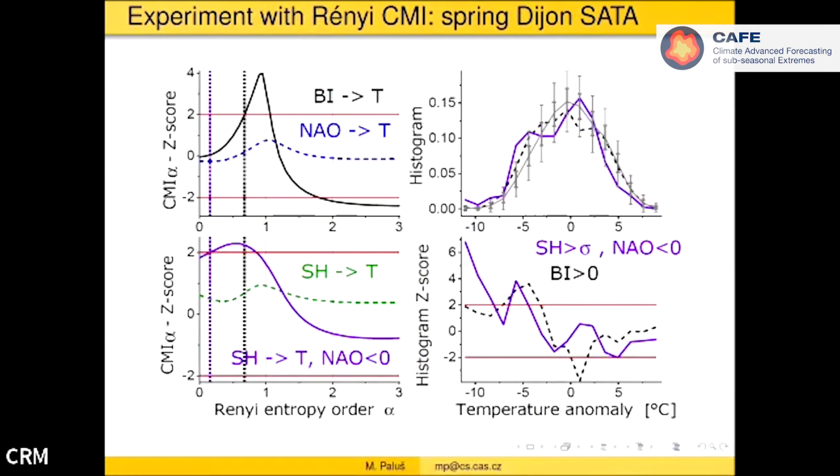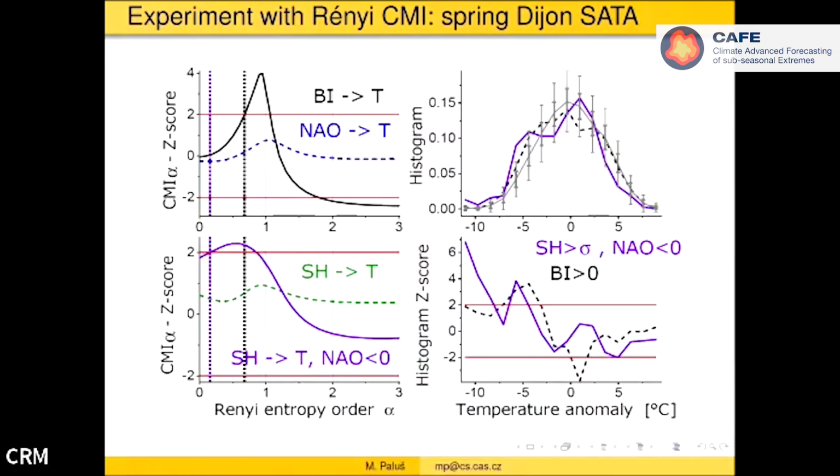An even nicer result is if we look at the spring data in Burgundy, in France. We can see that there is no effect of NAO in the spring. There is some effect of blocking, which is shortly before 1 and a little bit after 1, while for this Siberian high, its significant effect spreads to very small alphas. So we can compare when this significance disappears for the blocking index, and here it disappears for Siberian high.